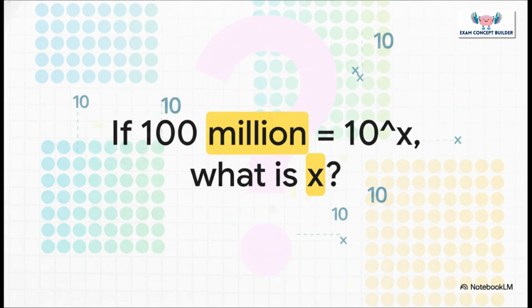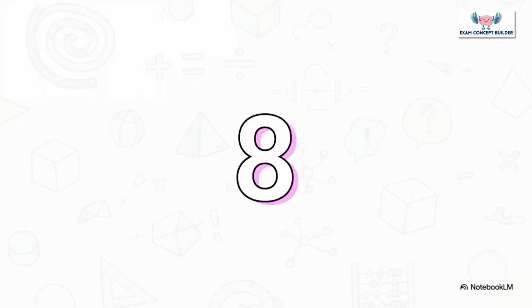Let's test your grasp on large powers. If 100 million equals 10 to the power of x, what exactly is the value of x? Try to just visualize the number 100 million in your head for a second. It's 8. If you literally just write out 100 million as a 1 followed by zeros, you get 100,000,000. Count them up, and you'll see exactly 8 zeros. Since every single zero represents multiplying by 10, x equals 8. It's simple, it's visual, and it is a highly effective trick for the exam.